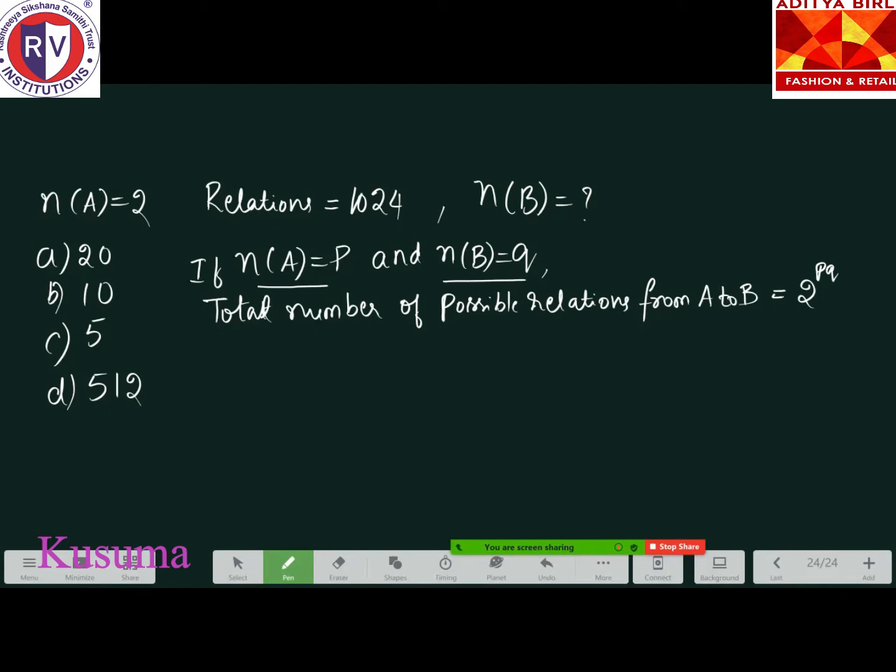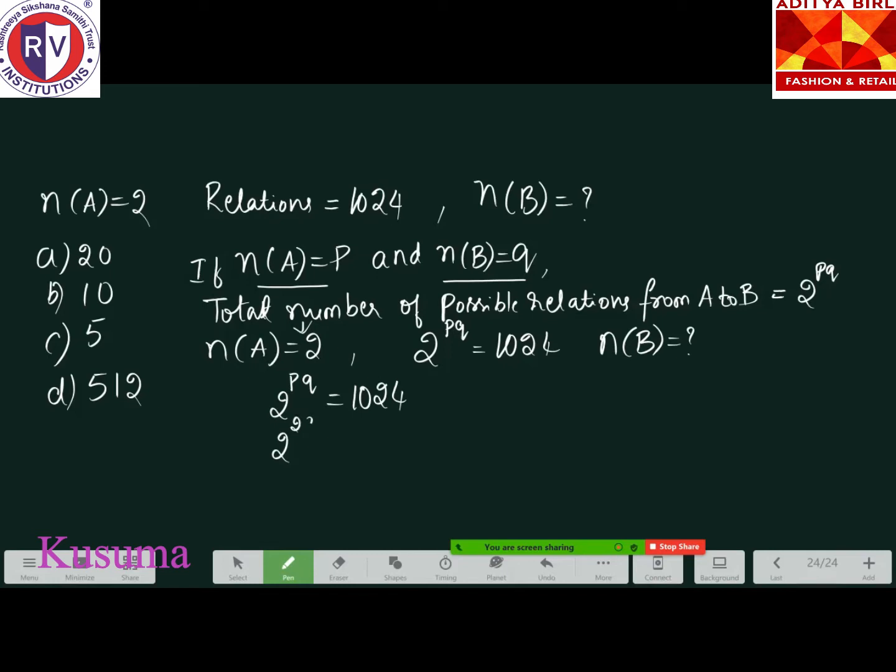So here n of A is given to be 2 and 2 to the power of PQ is given to be 1024, that is the total number of relations from A to B. And we are supposed to find out n of B, right? So we know that here 2 to the power of PQ is 1024. We know what is P, that is 2. That is 2 to the power of 2Q is 1024. And we have to check, this can be written as what power of 2?